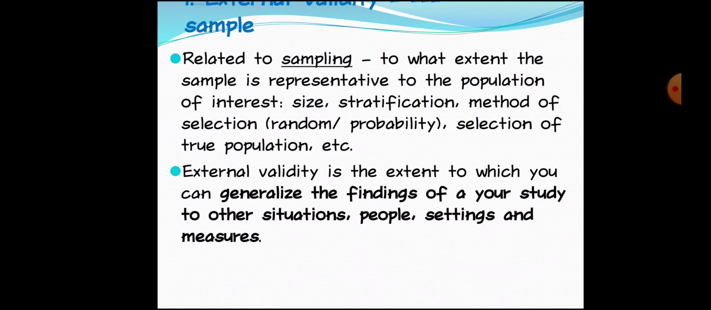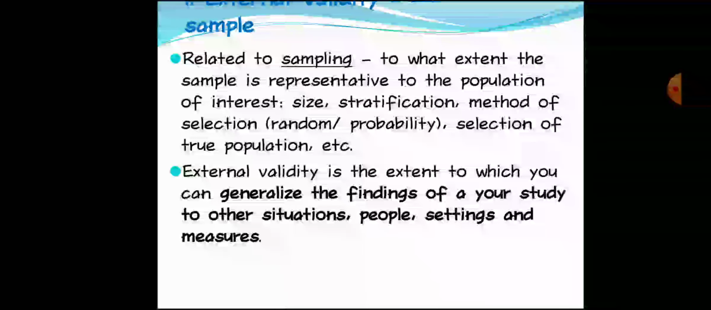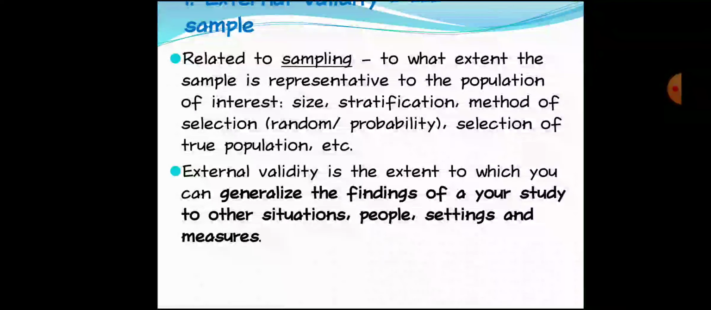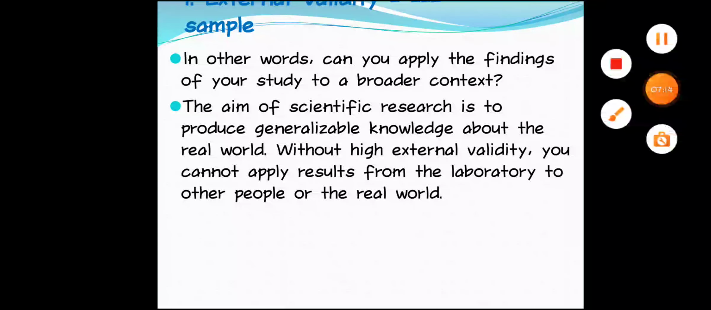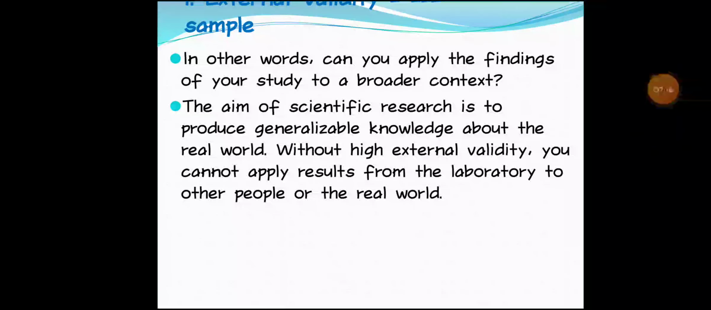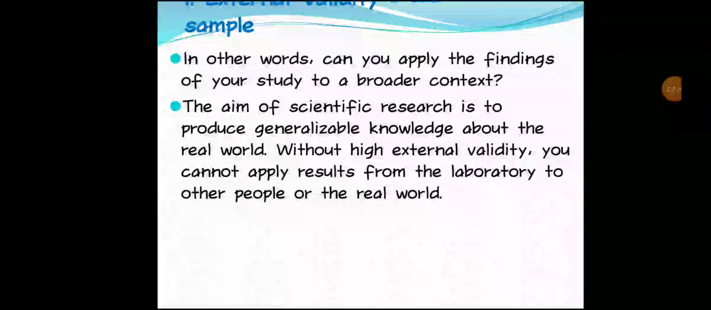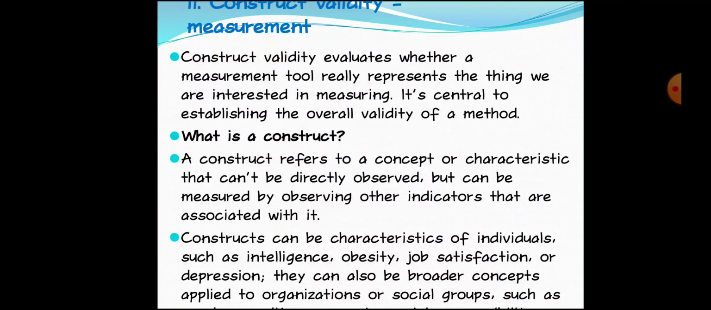External validity is the extent to which you can generalize the findings of your study to other situations, people, settings, and measures. In other words, can you apply the findings of your study to a broader context? The aim of scientific research is to produce generalizable knowledge about the real world. Without high external validity, you cannot apply results from the laboratory to other people or the real world.